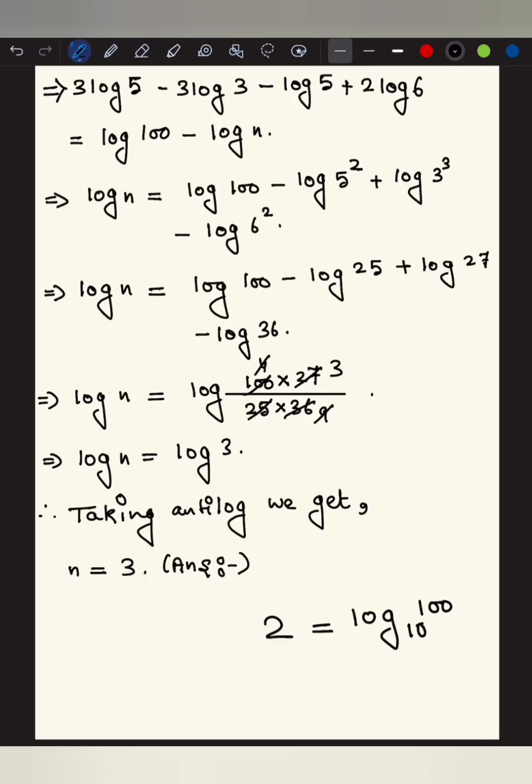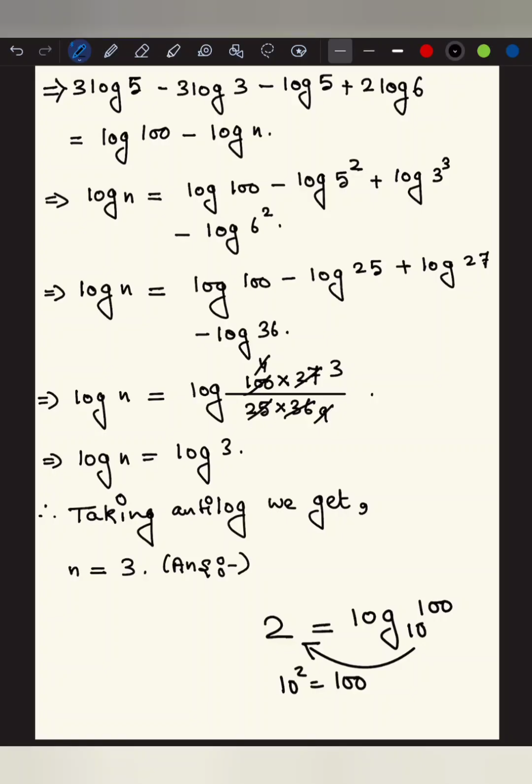Can we write it like this? See, because 10 square equals 100, therefore we have everything in logarithmic terms except this 2, so we need to convert this 2 into some logarithmic term. That is why I have written this 2 as log 100, because log 100 base 10 is nothing but 2.